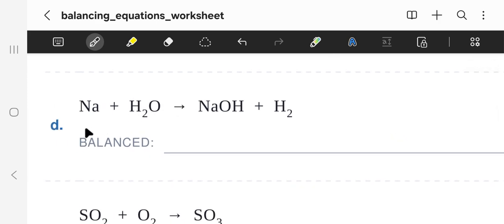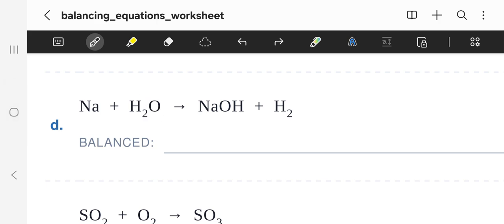With D, same situation. We are checking firstly, how many sodiums do we have? We have 1 sodium, 1 sodium. How many hydrogens do we have this side? We have 2. This side we have 2 plus 1. How many hydrogens on the right? We have 3 hydrogens, whereas this side we only have 2 hydrogens. Do you see that? So guys, you can see that the hydrogens are not balanced. Okay, the oxygens are fine, sodiums are fine, but the hydrogens are not.